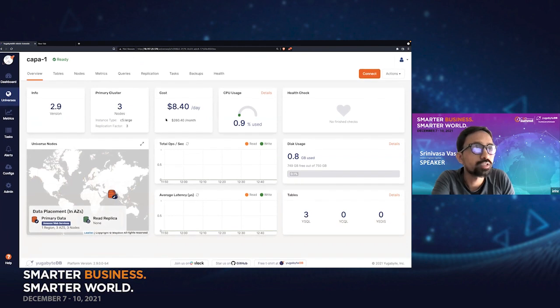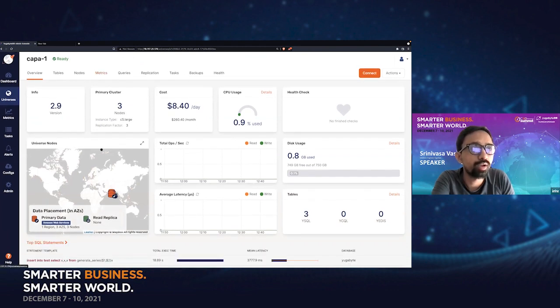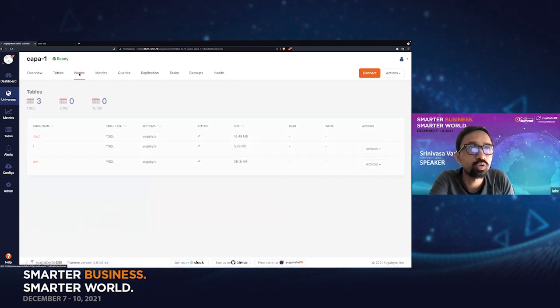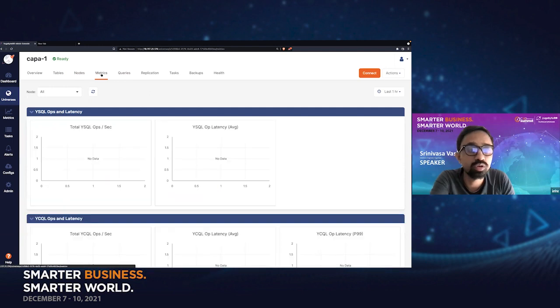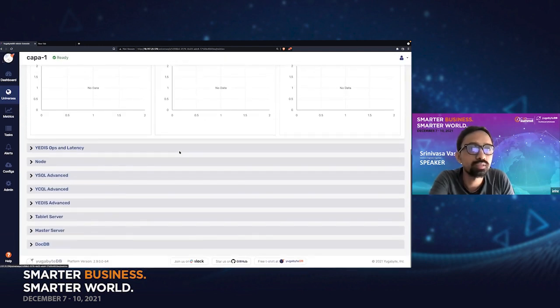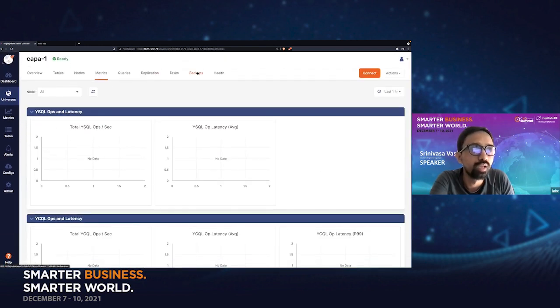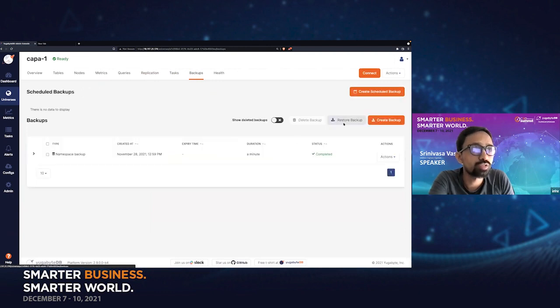And then just to quickly summarize from a day 2 standpoint, this is a single-stop portal. This gives you the complete 360-degree view of your application, of your database cluster. And it gives you table-level information, node-level information, metrics broken down at different layers: APIs, nodes, storage, and so on and so forth. And then you can initiate backup and restore from this cluster.